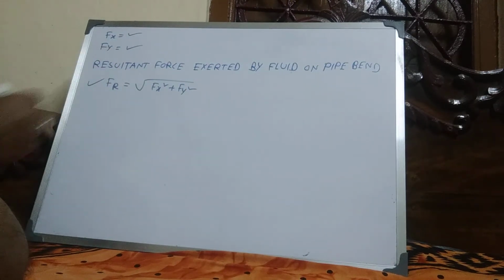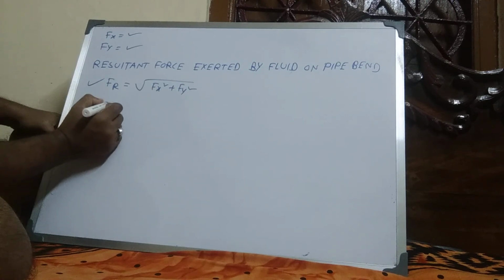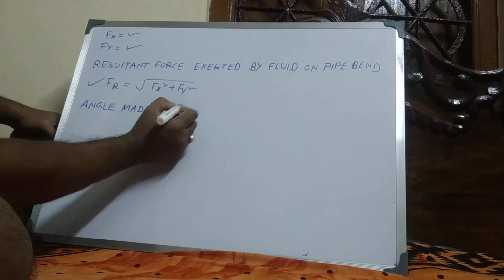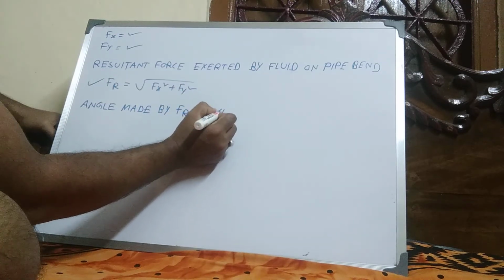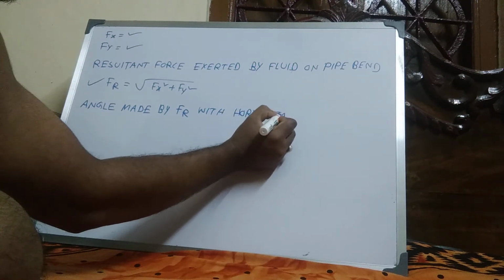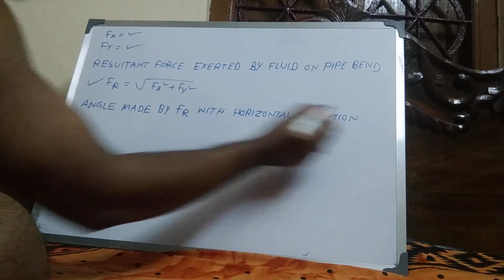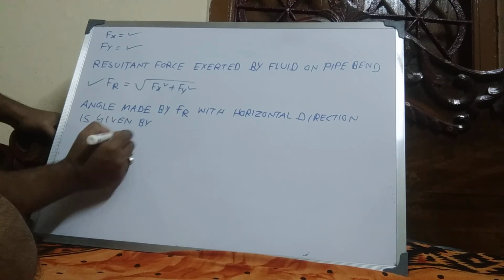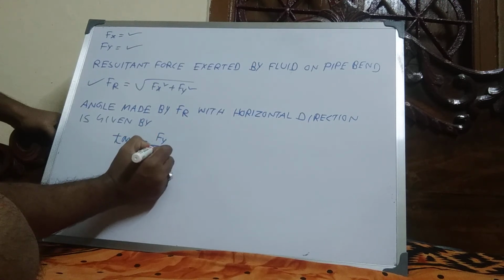Understand? And the direction or angle made by resultant force, Fr, with horizontal direction is given by tan theta equal to Fy by Fx.